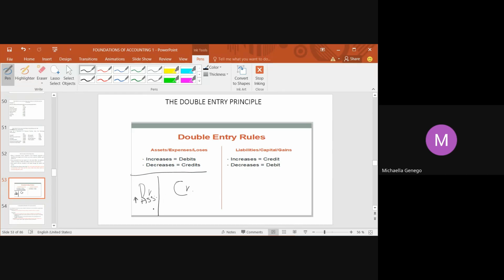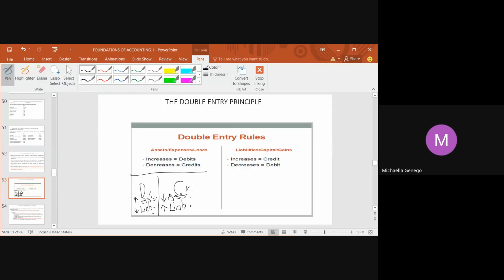And then when there's a decrease, we would record it at the credit side, which is the right side. And then for the next element of financial statement, we have liabilities. Liabilities too is the vice versa of the asset. So we record increases of liabilities at our credit side, and then we record decreases at our debit side, which is our left side.